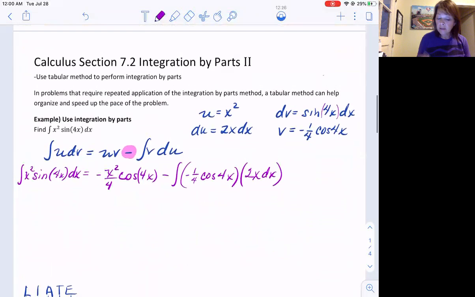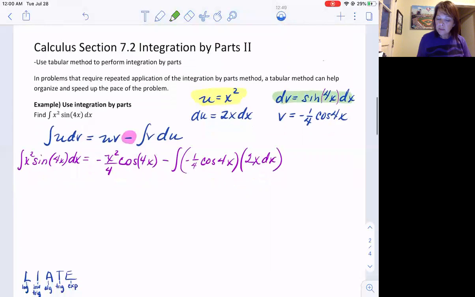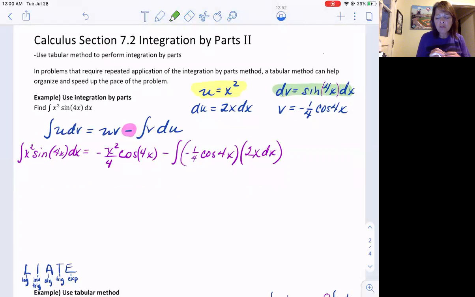So what I've done is I've said I need to pick a u that's differentiable and a dv that is integrable. Let me highlight these here. So I picked a u that was x squared, clearly differentiable, and then a dv that is integrable. If you're doing this and you say, here's my u, here's my dv, and it gets more complicated, then you probably have the wrong u and dv, and you want to switch them.